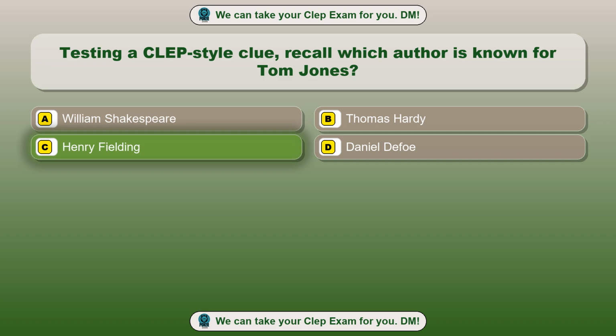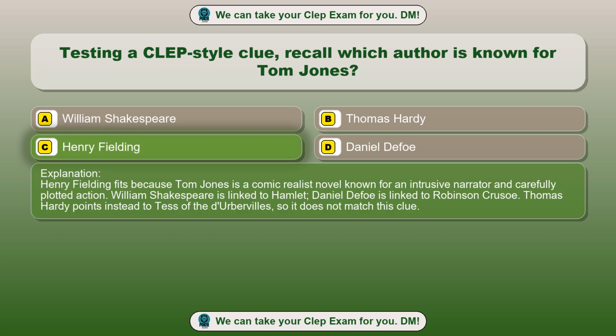Henry Fielding. Henry Fielding fits because Tom Jones is a comic realist novel known for an intrusive narrator and carefully plotted action. William Shakespeare is linked to Hamlet. Daniel Defoe is linked to Robinson Crusoe. Thomas Hardy points instead to Tess of the D'Urbervilles, so it does not match this clue.